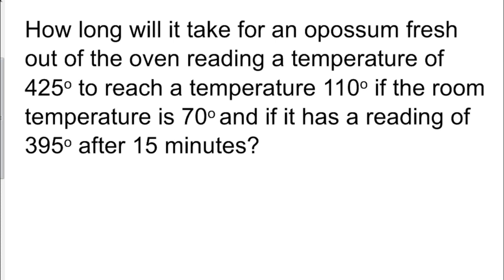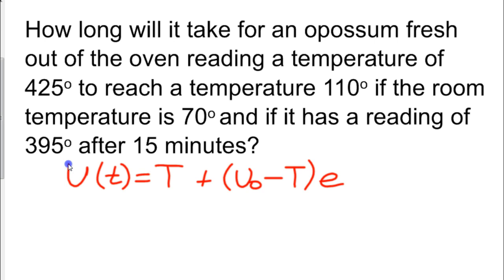We have our formula that says the temperature of any item over time is equal to the room temperature plus whatever your initial temperature is minus, again, whatever the room temperature is, times e to the rate of cooling times the time, lowercase t. Ladies and gentlemen, the first thing we want to do is take a look at the given temperature of 395 degrees after 15 minutes. We're going to plug these numbers in for the time and for the temperature after time.